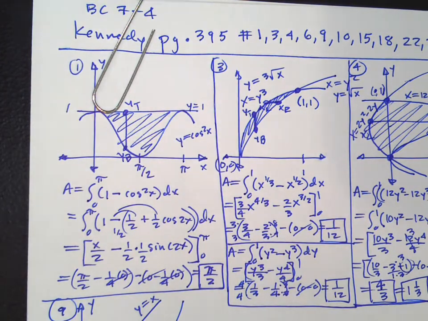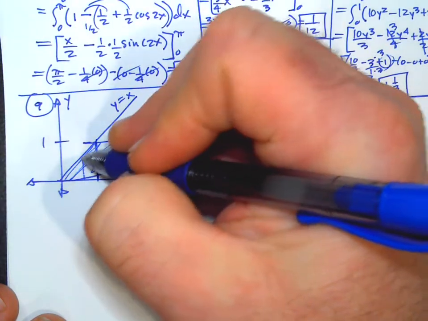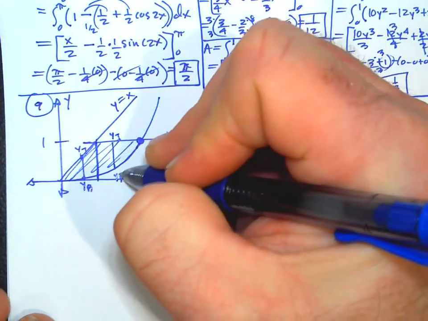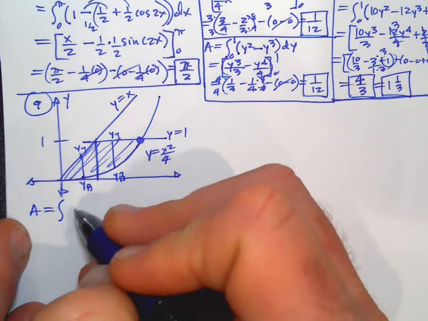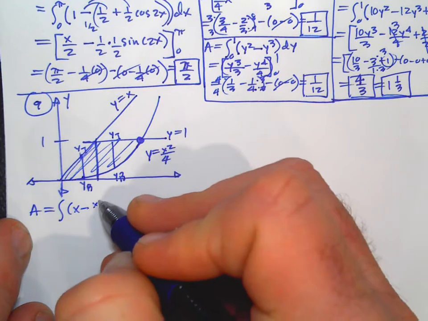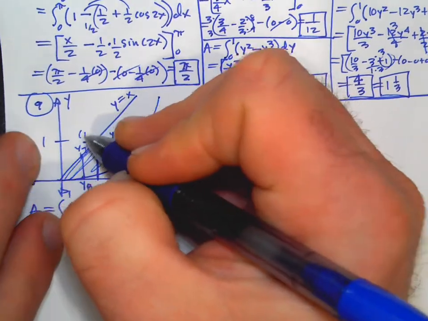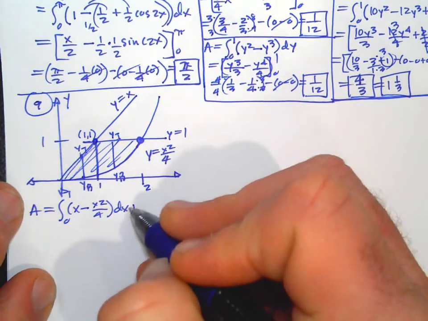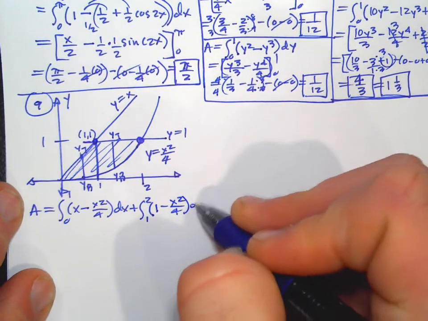Now, horizontal slicing would work great on this one. But if we did vertical slicing, we're going to have to break it up and do y top minus y bottom over here, and then you have to do a different y top minus y bottom over here. So it's definitely going to be more work. I mean, we could do it both ways. So y top would be x minus x squared over 4 for the first chunk, dx, 0 to 1. And then 1 to 2 of y top, which is 1, minus y bottom, x squared over 4, dx. So this is what you're going to have to do if you do vertical slicing.